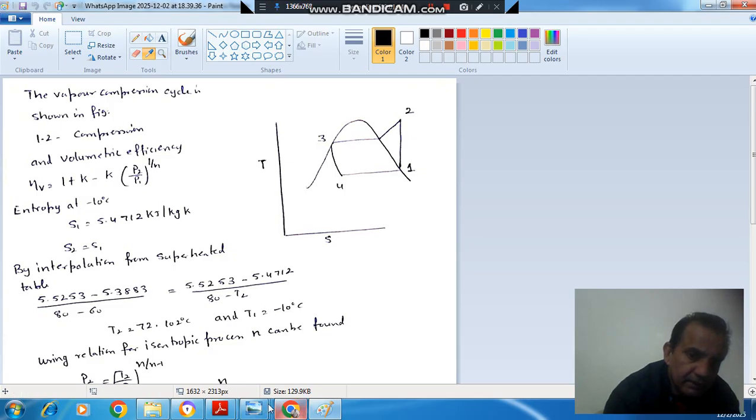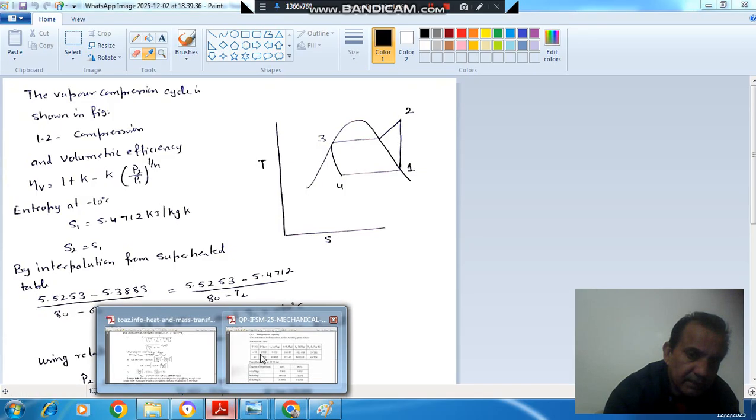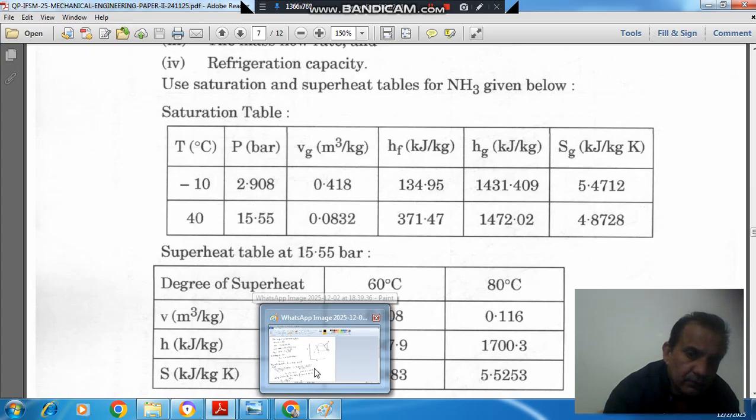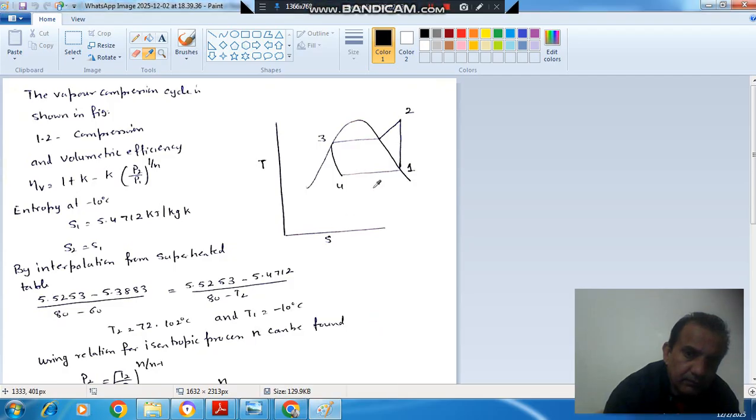P2 is the saturation pressure at 40 degrees Celsius, and P1 is the saturation pressure at minus 10 degrees Celsius. Okay. So here P2 and P1 are known, K is 0.04, but we don't know N, so we need to find out N.